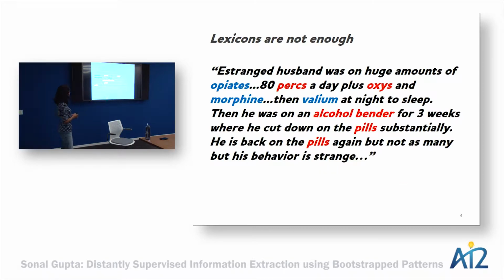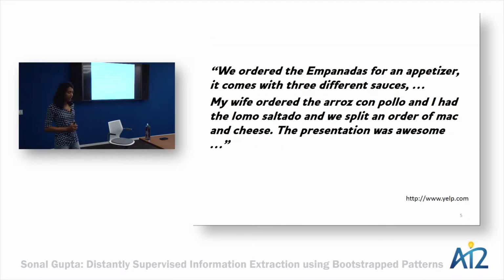So another example, so over here, you want to extract these things that are not extracted by the NCBO extractor. Another example is if you are from Yelp and you're extracting food items. So if the sentence is like, "We ordered the empanadas for an appetizer, and then it comes with 3 different sauces. My wife ordered the, pardon my pronunciation, arroz con pollo, and I had lomo saltado, and we split our order of mac and cheese." Mostly you would know that empanadas and mac and cheese are food items, but you also want to learn all these new food items or fusion items that people haven't yet written down as food stuff.